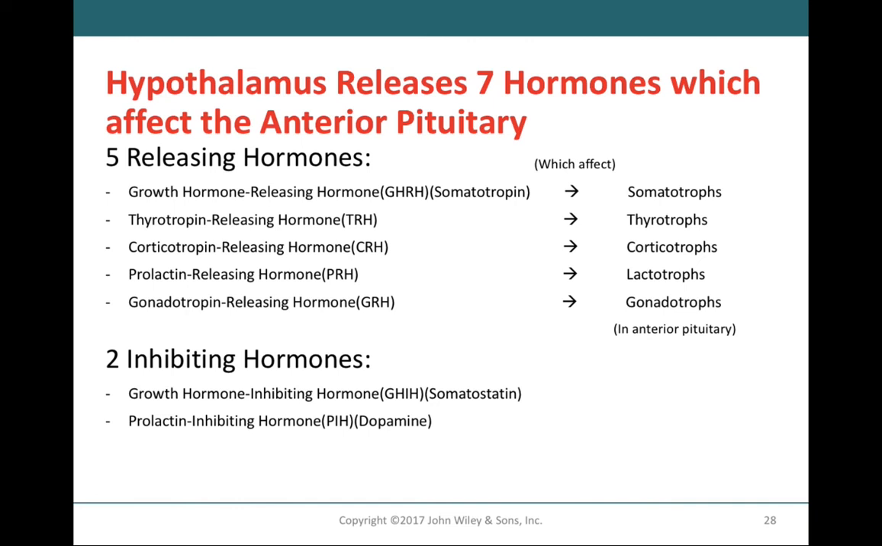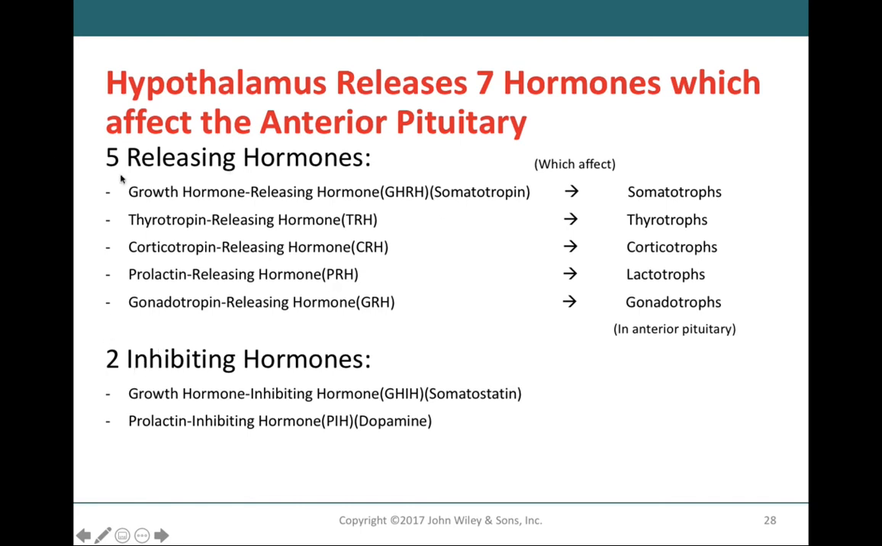So first and foremost, these 7 hormones are the releasing hormones and the inhibiting hormones that come from the hypothalamus. All 7 of these will be secreted from the hypothalamus and affect certain cells that can be found inside of the anterior pituitary. And that's what these are here. I'll explain these in just a short while. And I'm going to start with the releasing hormones because these are the ones that we're going to really talk about the most. So I want to get started on these 5.